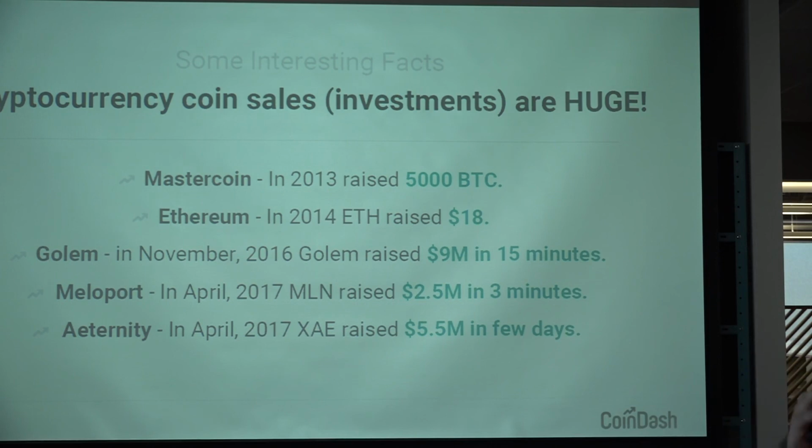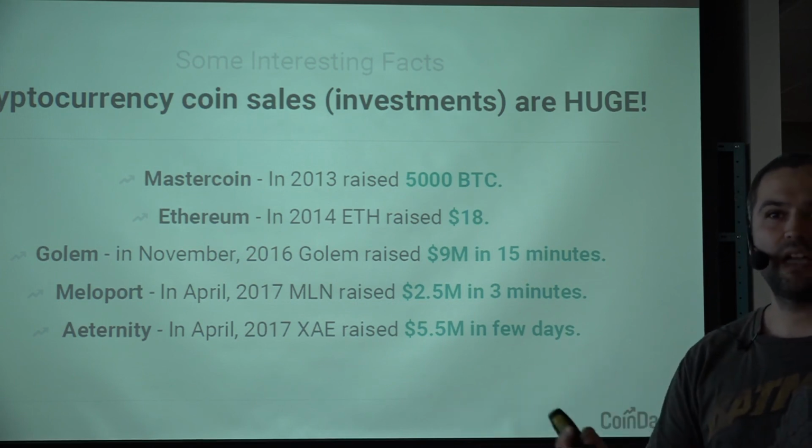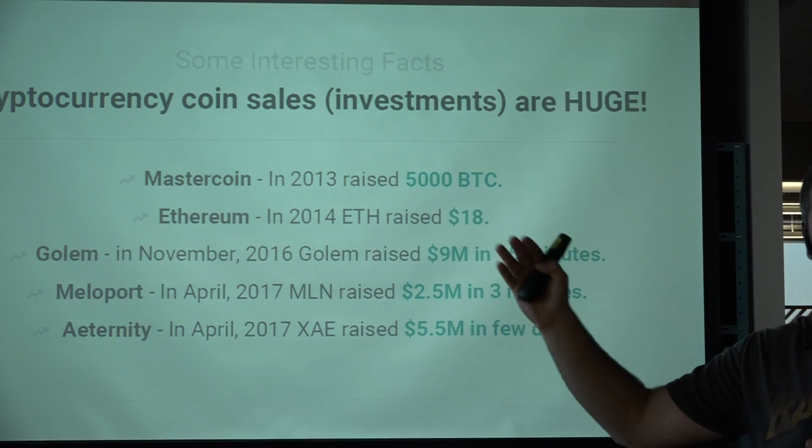2016 had around, I think, 70 ICOs. There were more, but 70 ICOs actually raised enough money. In 2017, we're expecting around 300. So that's the rise.